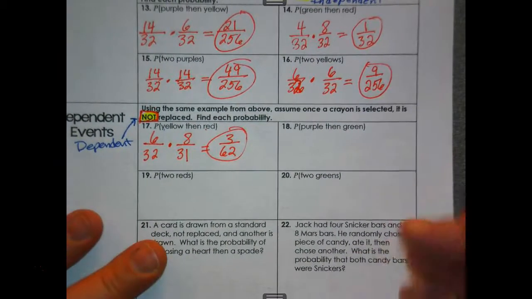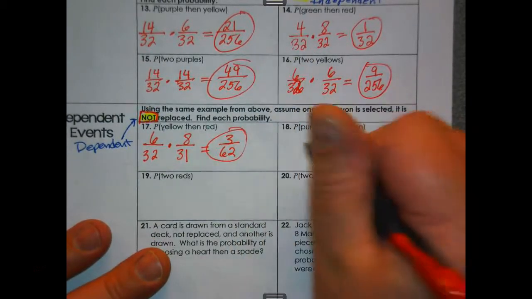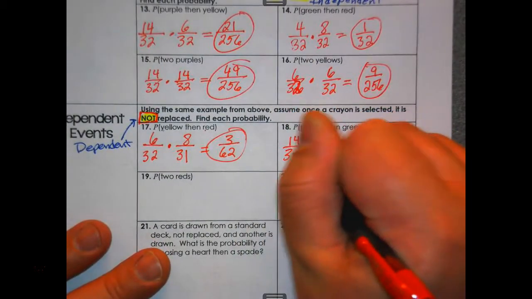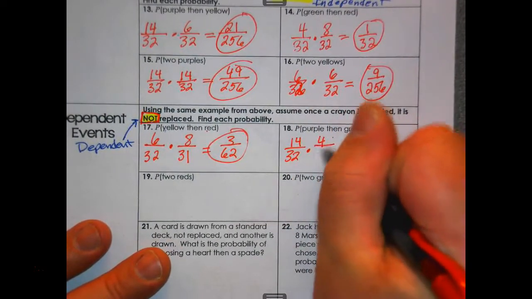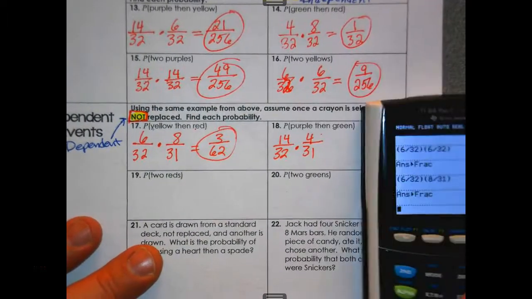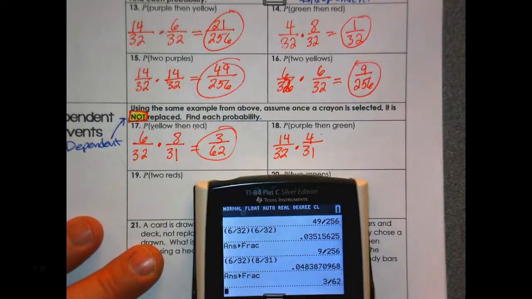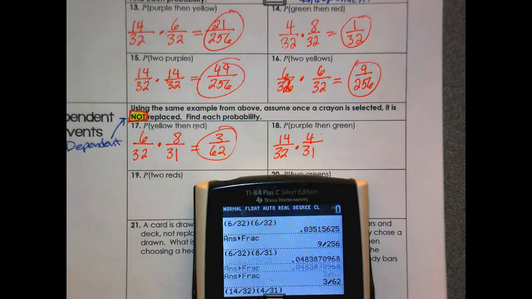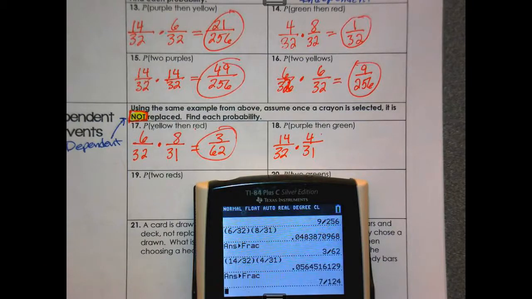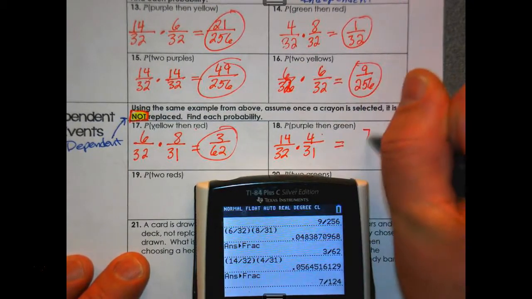Okay, probability of purple, 14. Then green, 4 out of 31. 7/124.